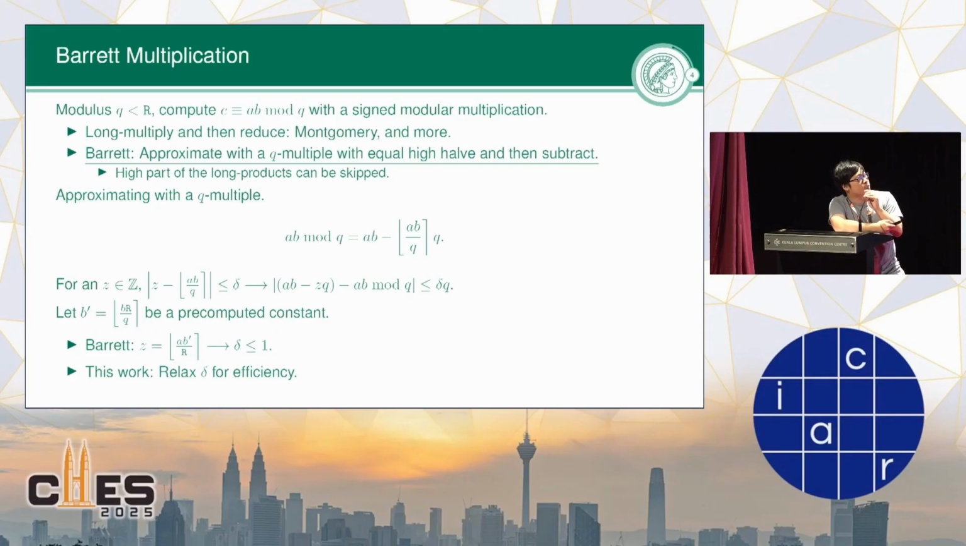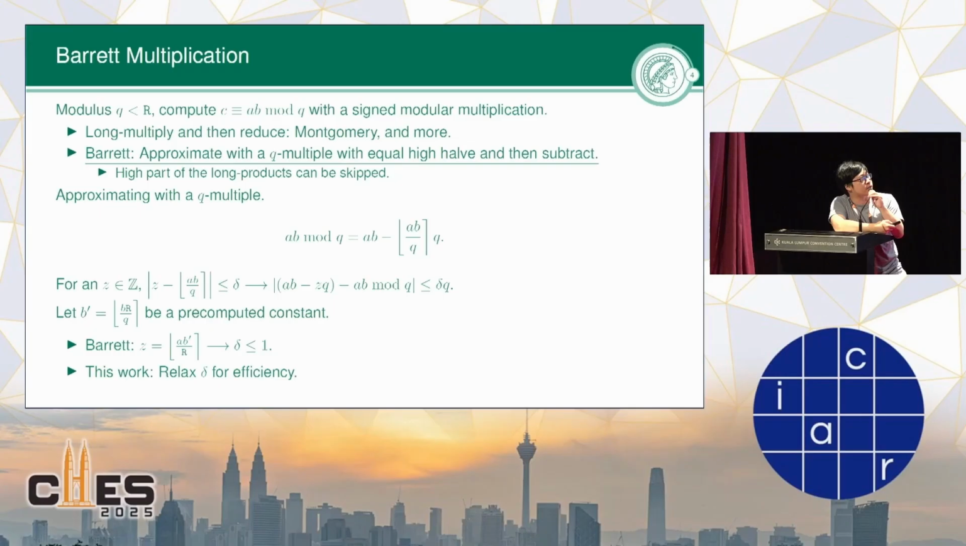So I put a formula over there on basically the definition of modular multiplication. As we move on to the further definition, we find that ab mod q is basically defined as ab minus the rounded value of ab over q, times q. The target is to approximate the q multiple reasonably accurately.